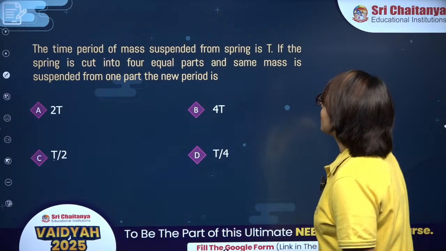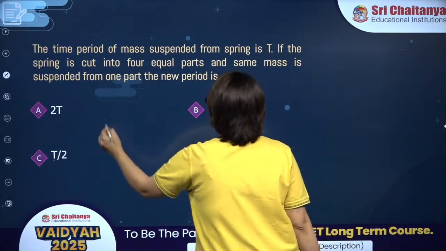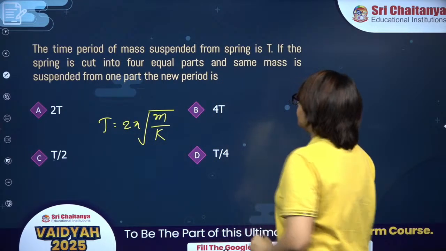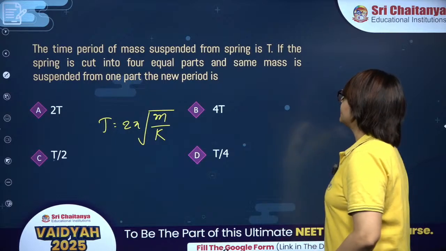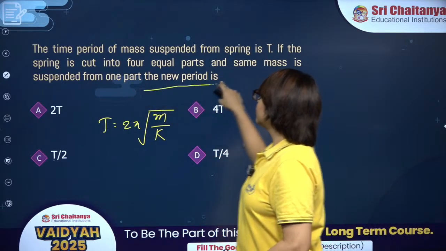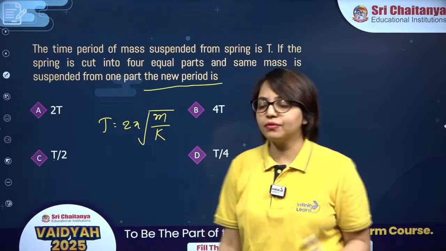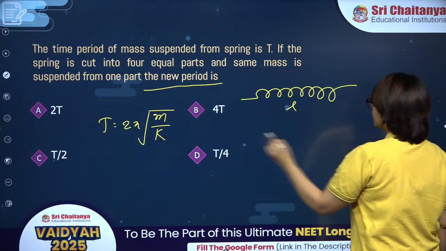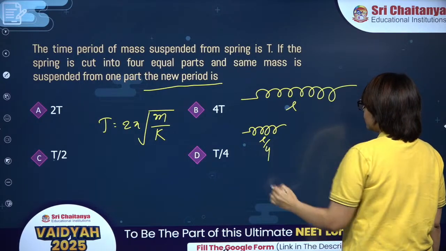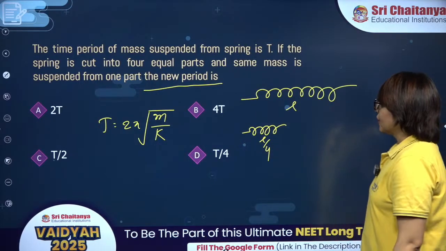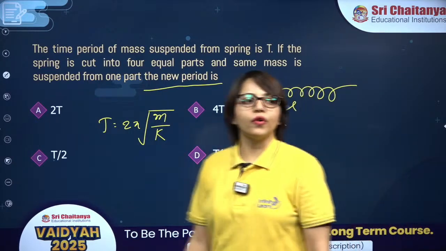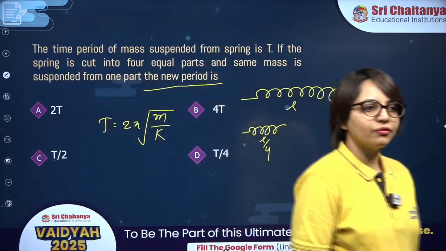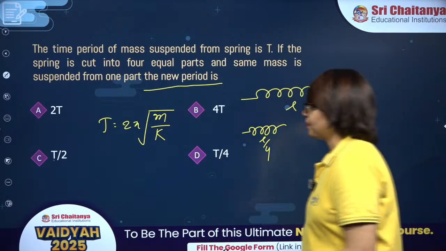The time period of a mass suspended from a spring is T. If the spring is cut into 4 equal parts and the same mass is suspended from one part, the new period is. So now we have a spring of 1/4 of the length. Whatever length we had earlier, we are using 1/4 of the length only to suspend the same mass. Then what should be the new time period of oscillation? Try this one, everyone. Option 4, okay. Let's see.